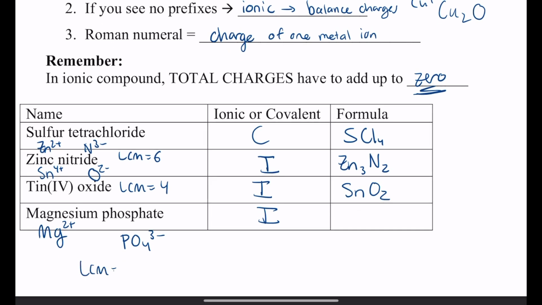So we know the least common multiple between 2 and 3 is 6. So in your compound, you'll have a 6 plus charge, canceling out a 6 minus charge, which means that you should have 3 magnesium ions to get to that 6 plus charge. And you should have 2 phosphate ions to get to that 6 minus charge. And now we'll have a balanced formula. And then you want to put phosphate in parentheses, put the 2 on the outside of the parentheses to indicate you have 2 of those.